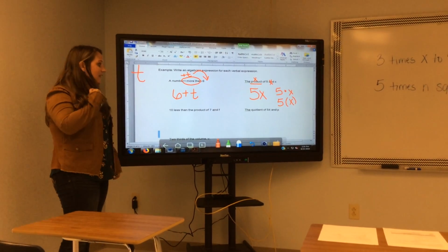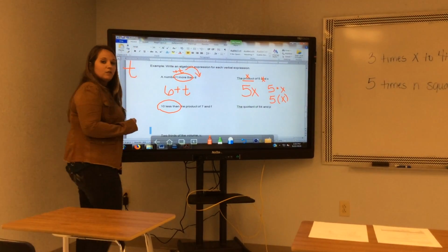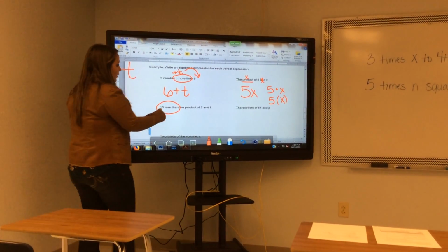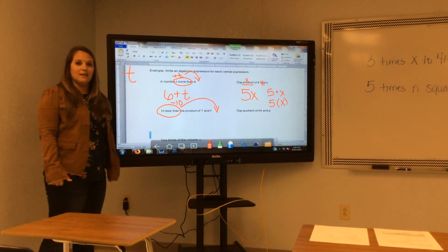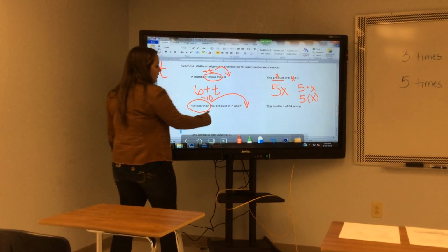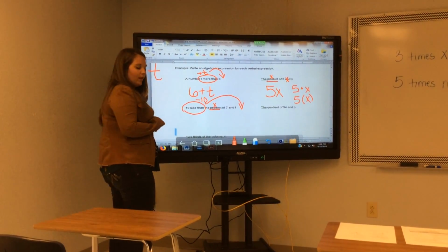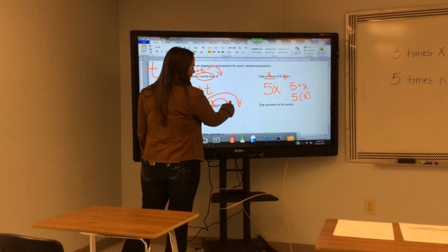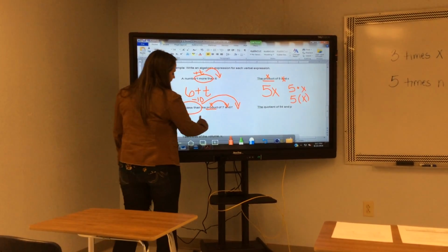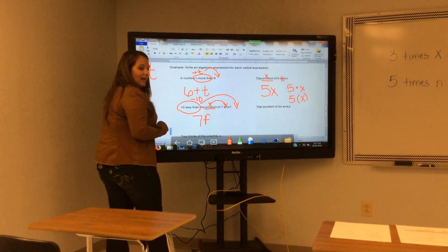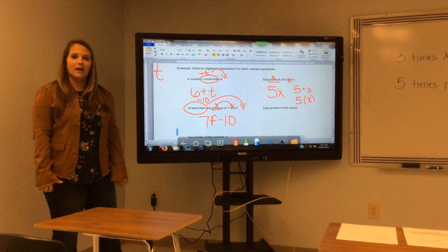Then I have 10 less than the product of 7 and f. It's kind of a combination of those two. 10 less than means I'm going to be subtracting 10, but I've got to move it to the end of my expression. And then the product tells me that I'm going to be multiplying. So to show my work, above product I show that little times sign. I know that I'm going to put that where the and is. So 7 times f, I'm just going to represent as 7f. 10 less than that means at the end I'm going to subtract away 10. So 7f minus 10.